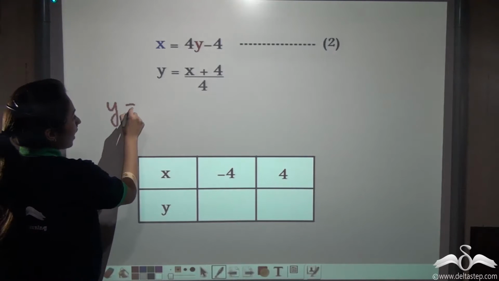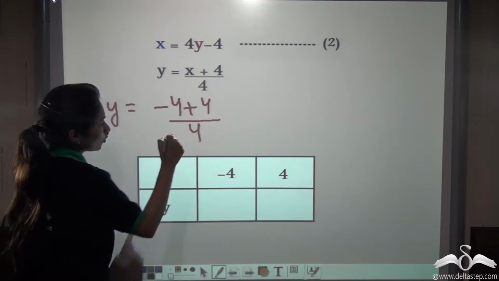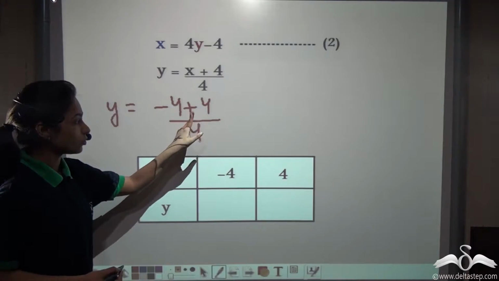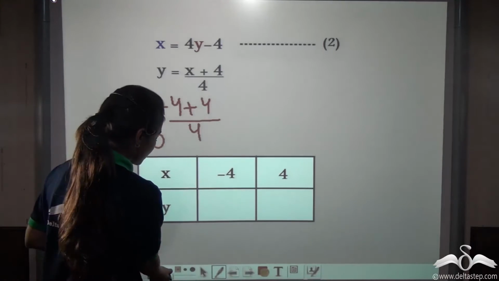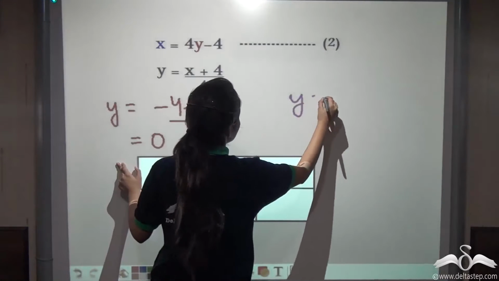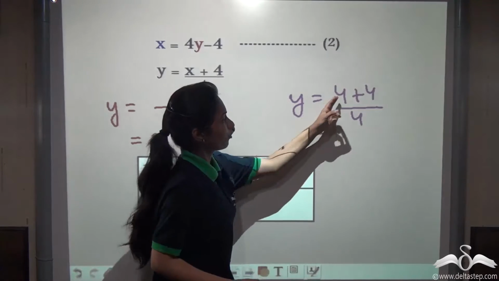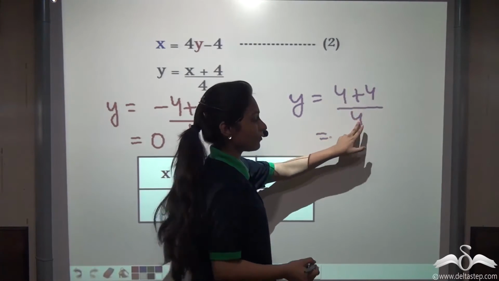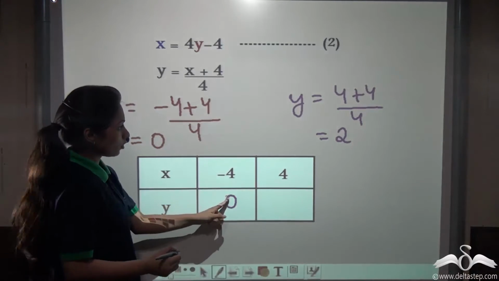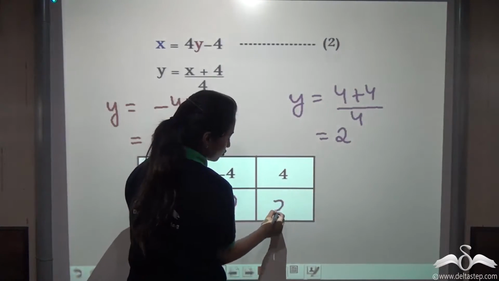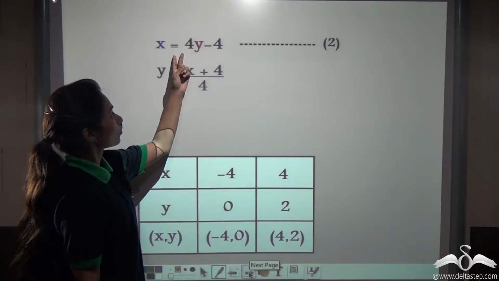So putting x as minus 4 first. What do you get? Minus 4 plus 4, 0. 0 by 4 is 0. Now again, when x is 4. What do you get? 4 plus 4 is 8. 8 by 4 is 2. So when x is minus 4, y is 0. And when x is 4, y is 2. So we get the coordinates that we have to plot to graph this equation.